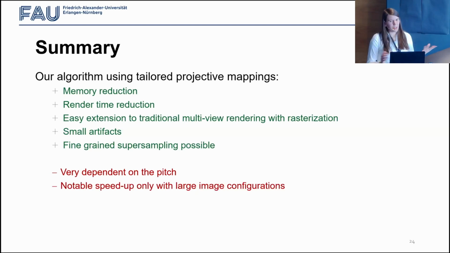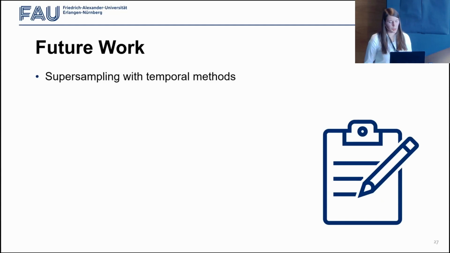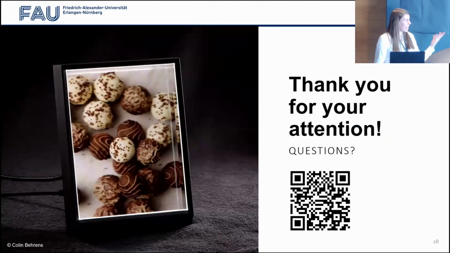We also saw that we really only have a notable speed up with large image configurations, simply because we have a large overhead by, first of all, rendering 48 views or 108 views. What we would want to look at more in the future is how well we can do super sampling with temporal methods and how we can find the best balance between performance and quality. We would also want to look into more elaborate qualitative evaluation techniques for our approach, because we found it rather difficult when constructing our paper to really qualitatively evaluate the results, because the interlaced image is not what you see directly on the display. And with that, I'm already at the end of my presentation.